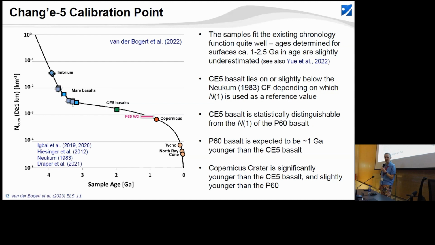Okay, and another interesting thing is I worked on refining the P60 range of ages that we would expect to see based on the statistics. And it's actually statistically distinguishable from the Chang'e 5 basalt. And so I would argue we still need to go there. We still need to get another basalt. It would be expected to be about 1 billion years younger than the Chang'e 5 basalts.